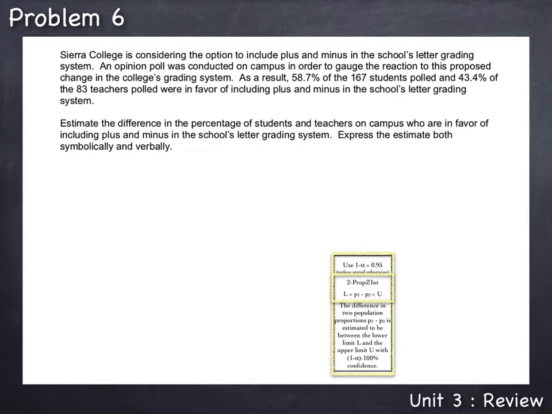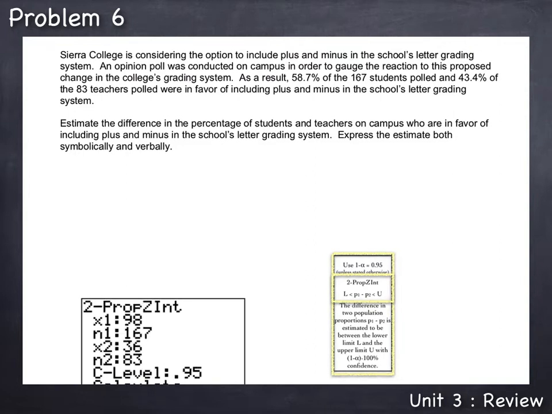Second step, on the TI-83 or TI-84 calculator, we can use the 2PropZInt command to calculate the lower and upper limits of our confidence interval. And the symbolic answer for estimating the difference between two population proportions is p1 minus p2. To find the 2PropZInt command on the calculator, we press Stat, arrow over to Tests, arrow down until the cursor reaches 2PropZInt, and press Enter.